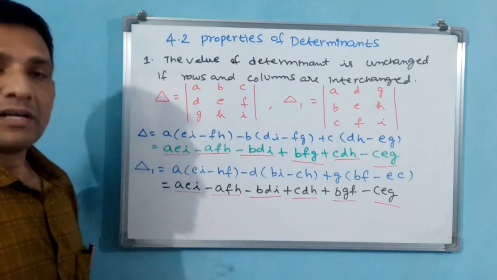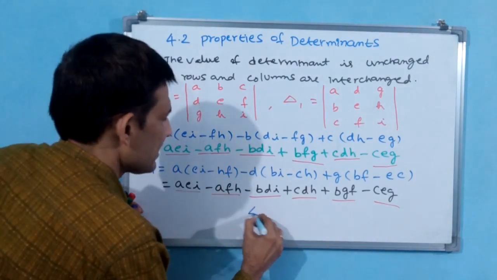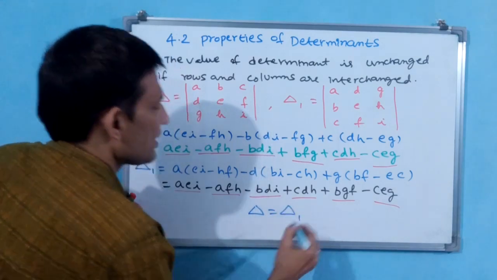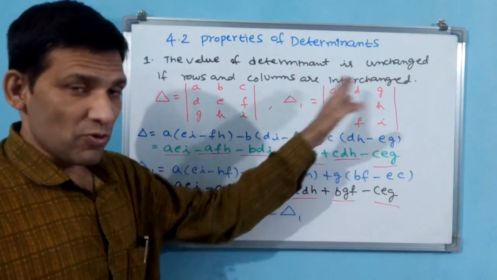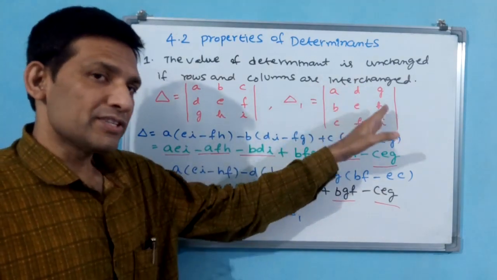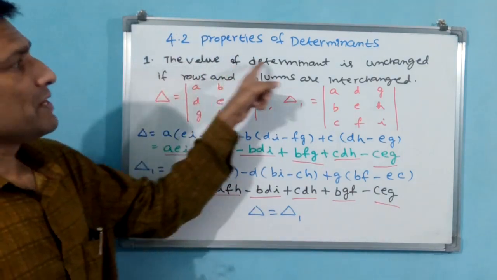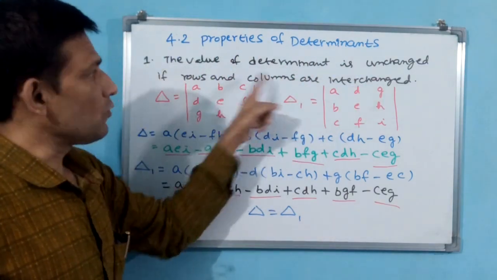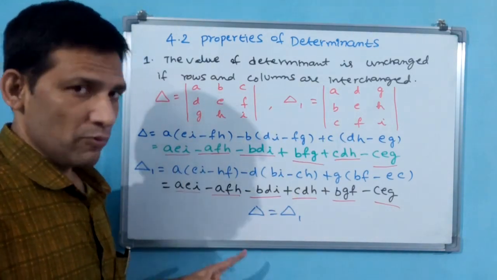Now what do we have to write? You have to write like this. Delta is equal to delta 1. What is delta 1? Delta 1 is the determinant with rows and columns interchanged. Now we can say the value of determinant is not changed if rows and columns are interchanged. You understand? This is the proof.